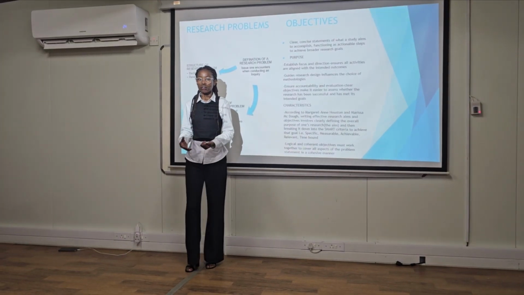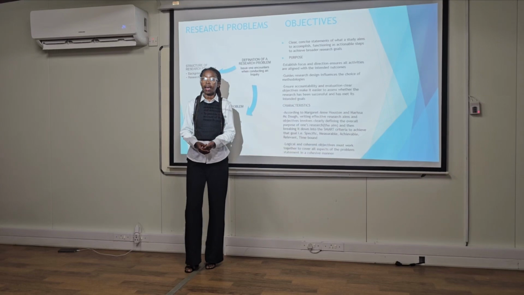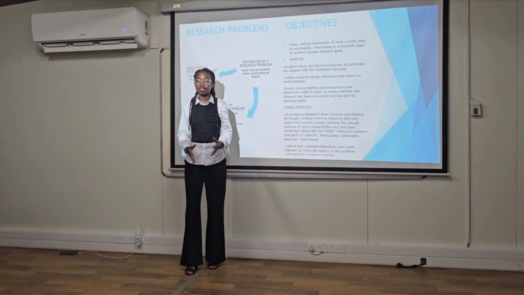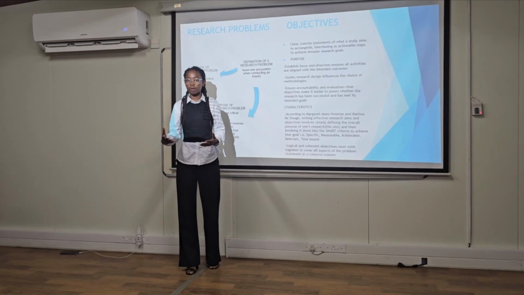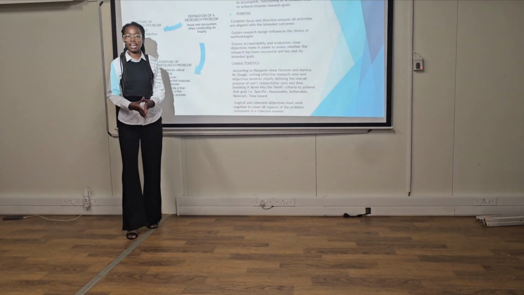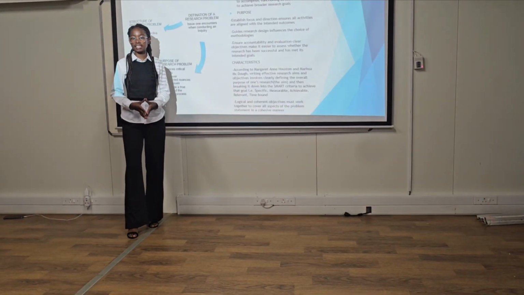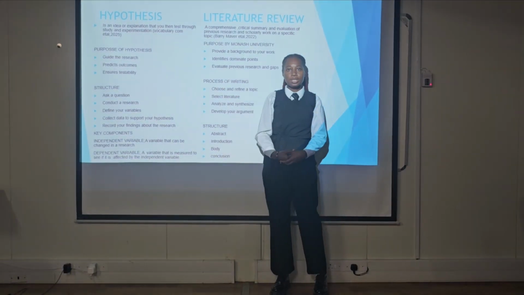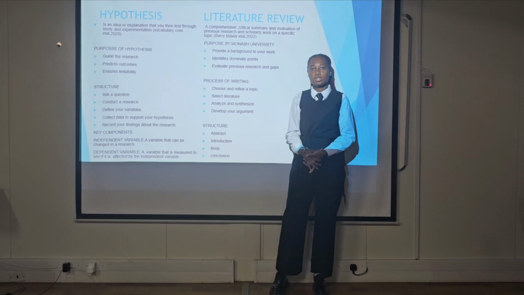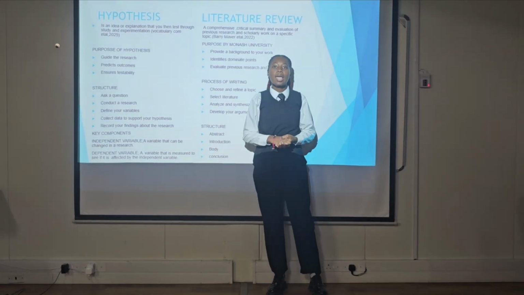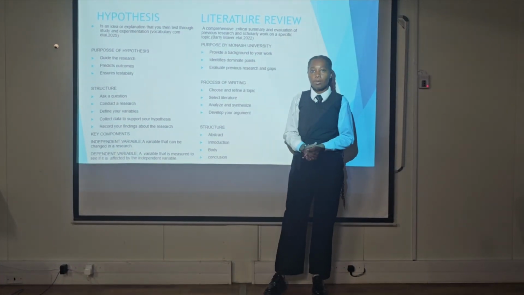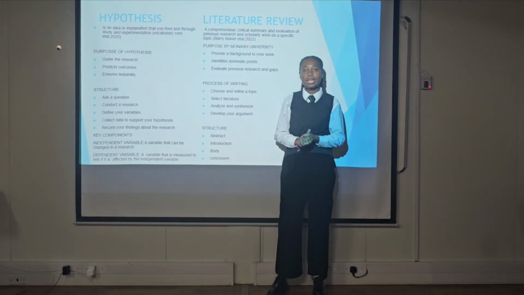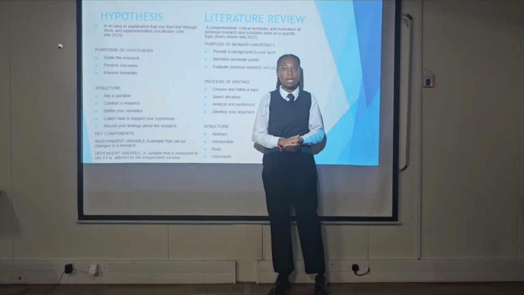Moving on to the characteristics of objectives. According to Margaret Hostin and Marissa McDonald, writing effective research aims and objectives involves clearly defining the overall purpose of one's research and breaking it into the SMART criteria to achieve that goal. Moving on to the hypothesis. This document introduces the concept of a hypothesis, explaining its meaning, purpose, and structure. A hypothesis is an idea that is tested through a study.